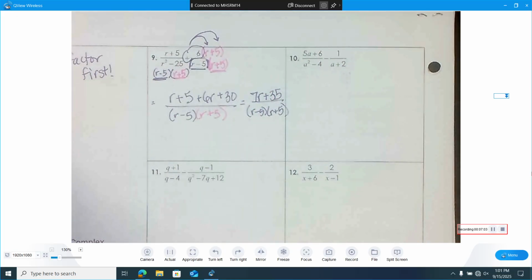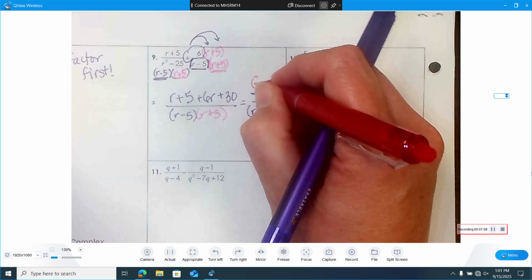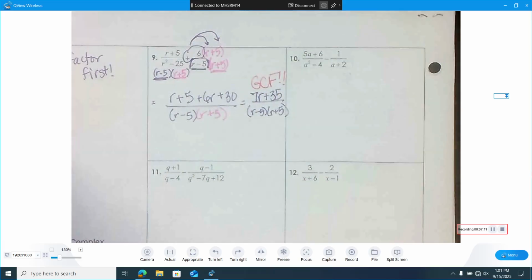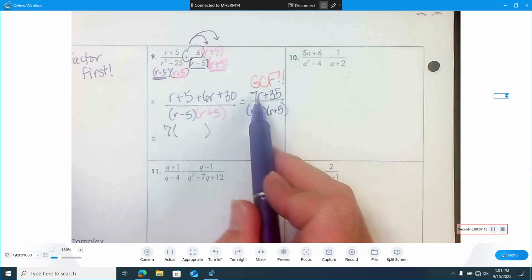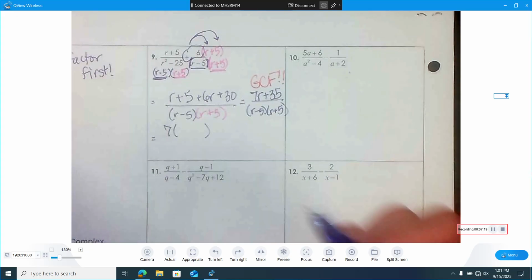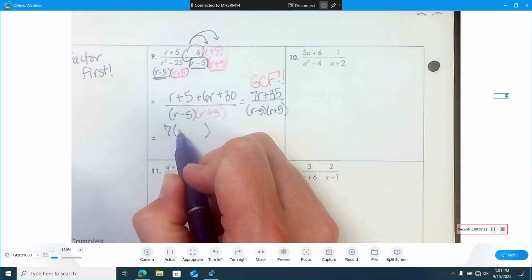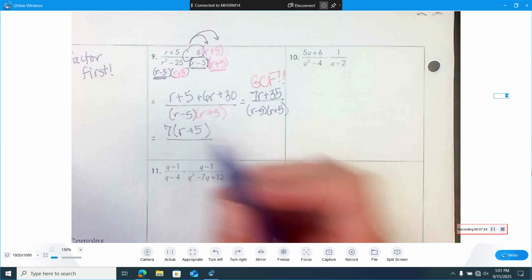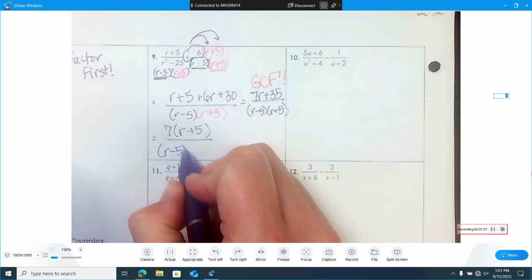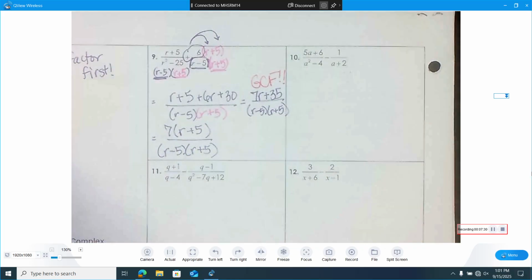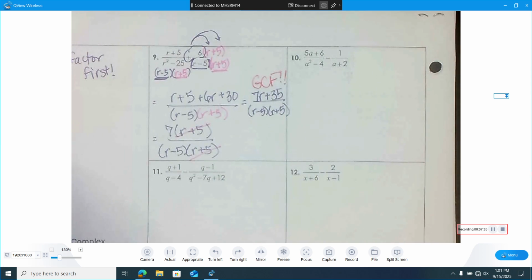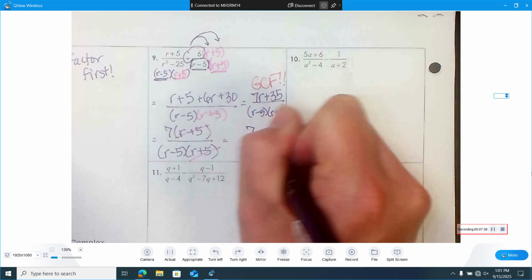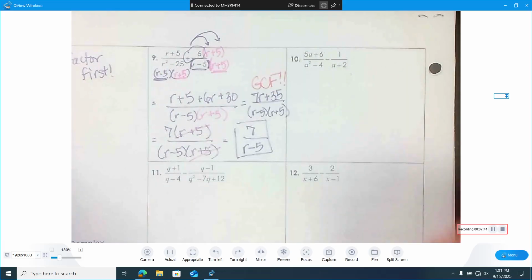Are we done? Ooh, why not? We can reduce. There is a greatest common factor here on the top. 7, so we can take out a 7. What happens when I take that 7 out of both terms there? We get R plus 5, good. So we undistributed. And then we have still our denominator was R minus 5, R plus 5. And yes, now we have a common factor, top and bottom, that will reduce. And so what are we left with? 7 over R minus 5. Beautiful. Okay.